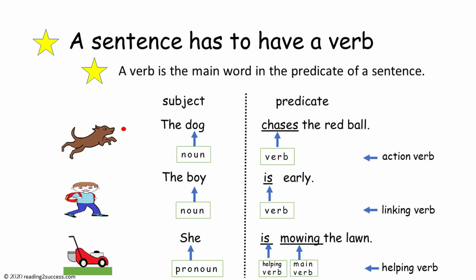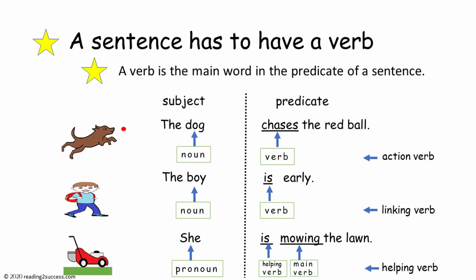Kids need to know that a sentence has to have a verb, and a verb is the main word in the predicate of a sentence. In previous videos, we had kids practice sentence parts, subjects, and predicates. So let's look at the predicate side of each sentence.